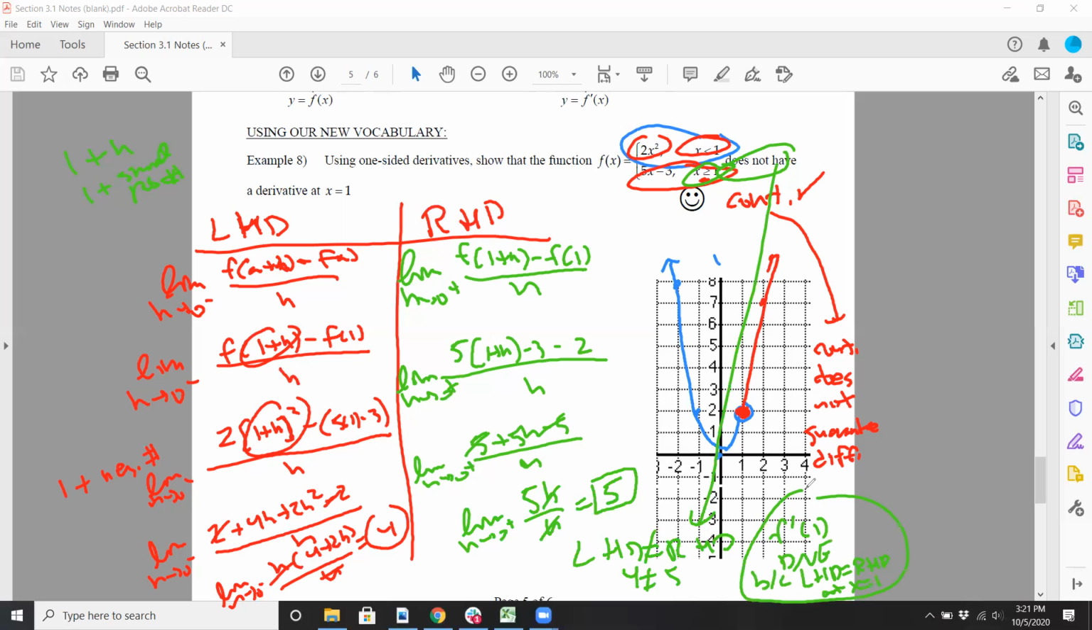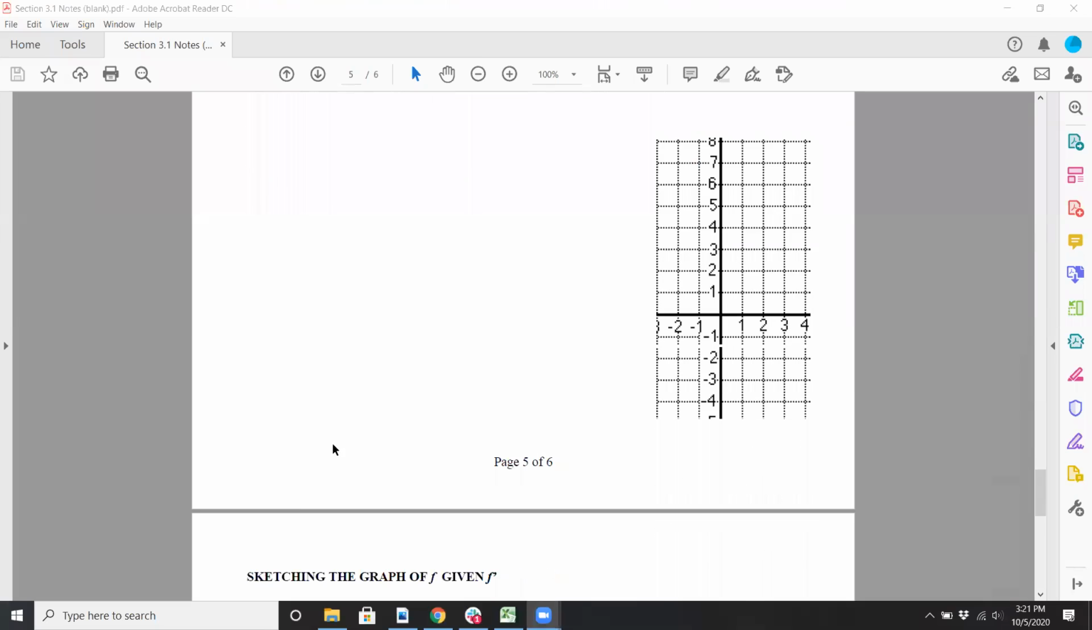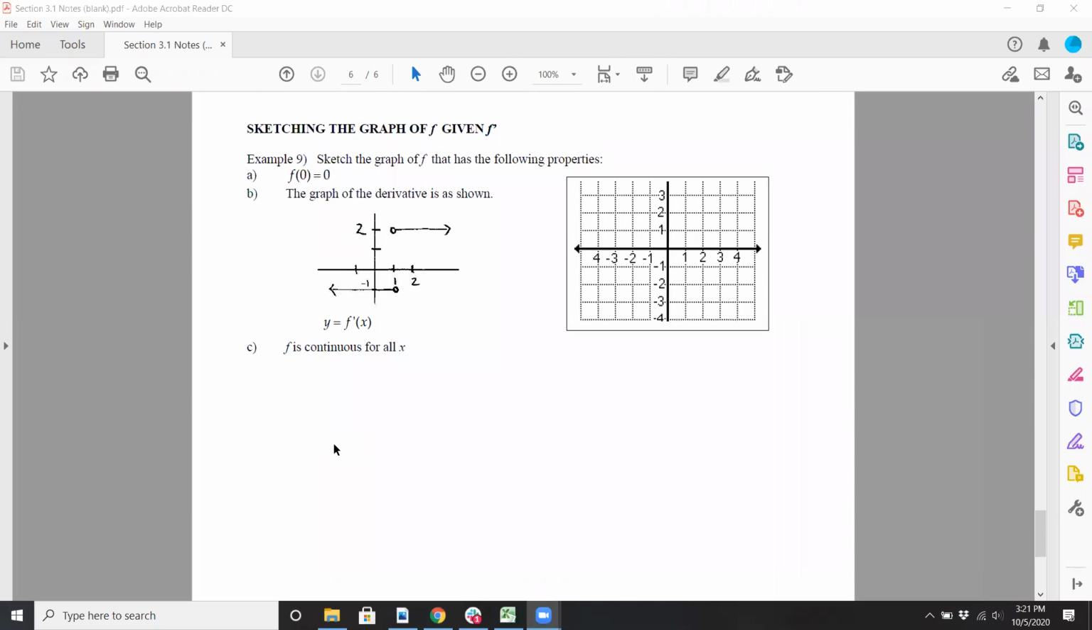Lastly, let's look at page 6. So now you're kind of going the other direction. Now you're given the graph of f prime, you have to give the graph of f. So sketch your graph of f given f prime. Well, you've been given one condition that f of 0 equals 0. That's easy. That's 0 comma 0. The third condition, just make sure there's no breaks in the graph. Just keep that in mind.